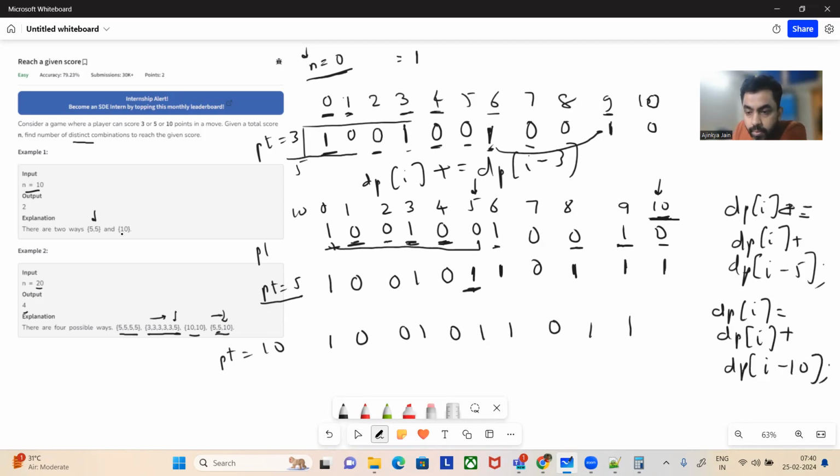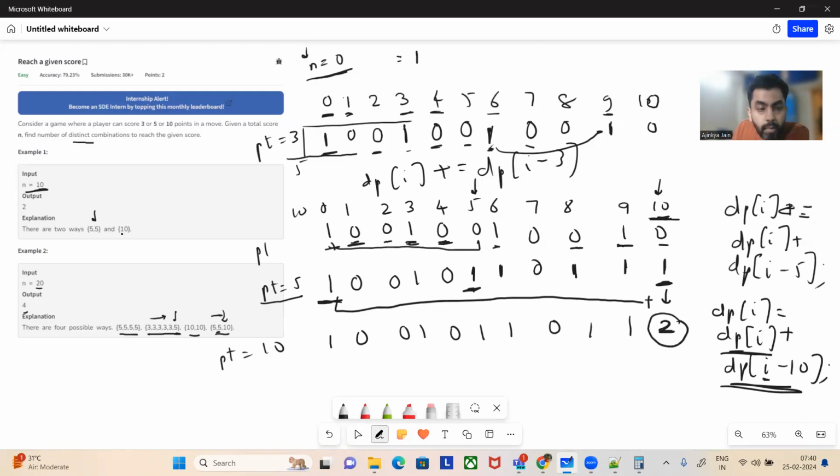So here, what is dp of I? It is 1. And dp of I minus 10, I is 10, so 10 minus 10 is 0. So dp of 0. We have to add dp of I plus dp of 0, so 1 plus 1, 2. So it is giving 2. So the final answer for score number 10, the total number of ways that we are going to return, is 2. So we have got the answer in this way.